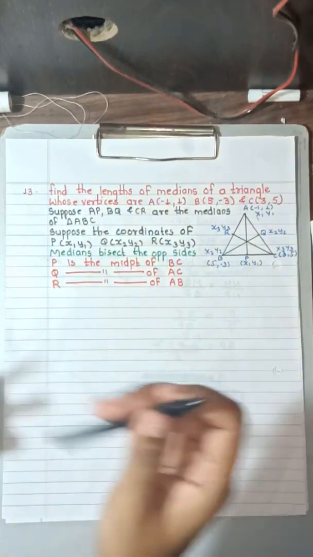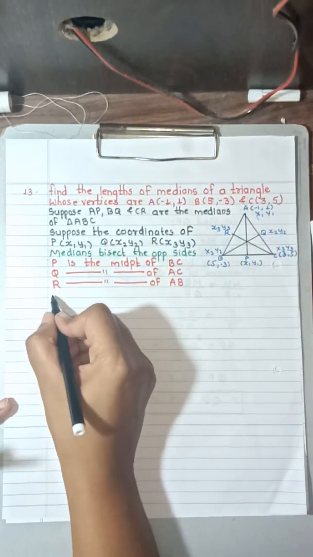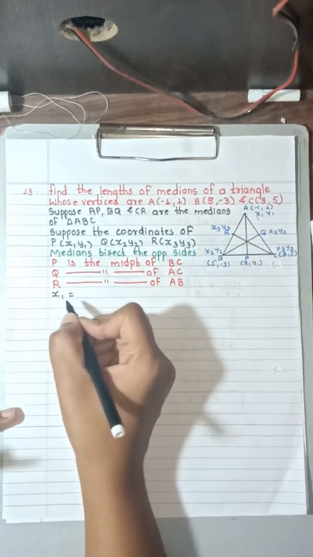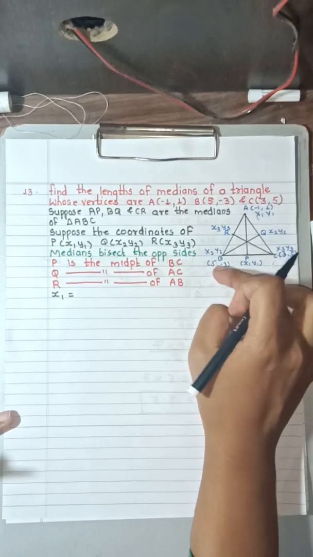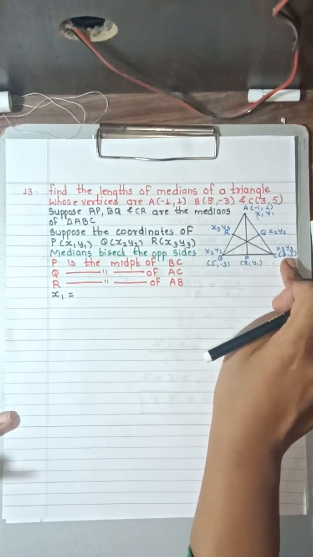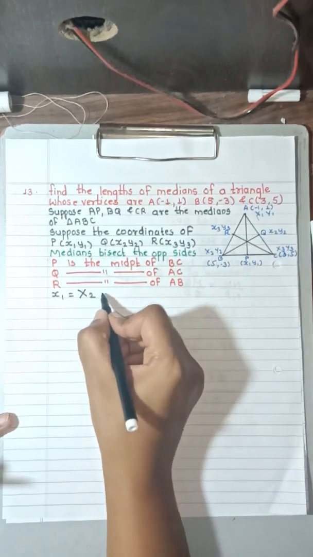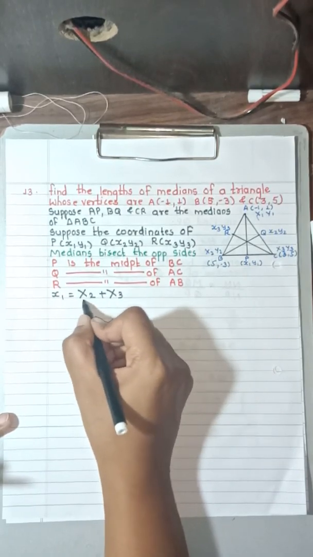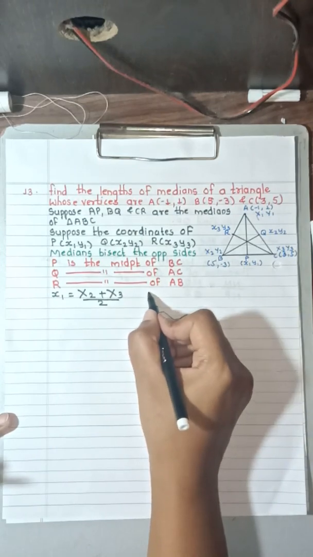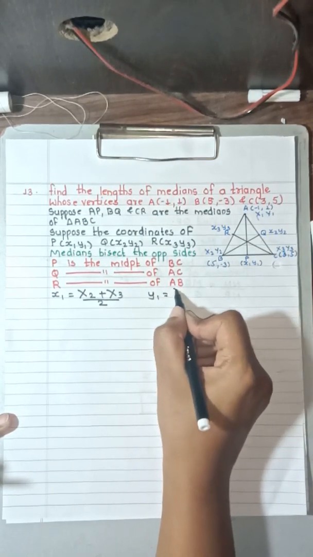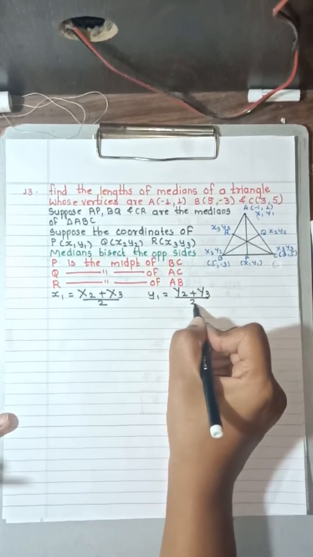Now here we'll find out the value of x1 first. We'll find the value of P. So small x1 will be equal to, now here you can see coordinates of B and C you have to take, capital X2 plus X3 upon 2. Similarly, small y1 will be equal to Y2 plus Y3 upon 2.